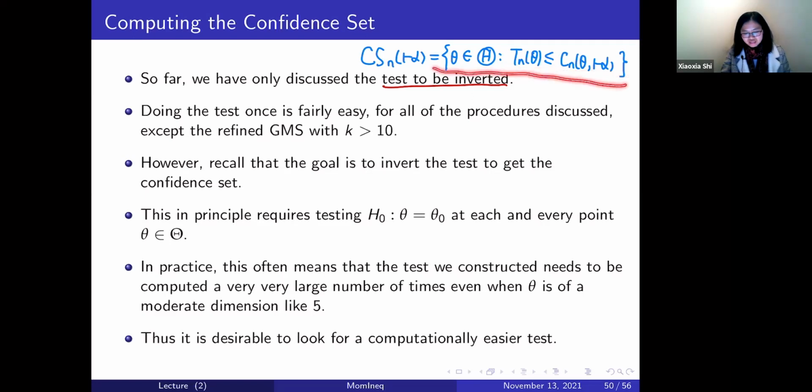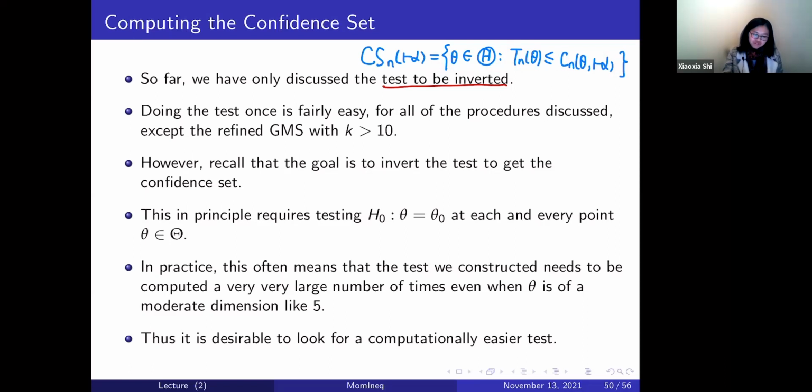To figure out what the set is, you need to test many values of theta. You need to compute the test statistic and the critical value for many different values of theta. And when theta is high dimensional, or not even very high, like 5 or 10 dimensional, this set is a 5 or 10 dimensional set. So what you are really trying to do is find the boundaries of a 5 or 10 dimensional set defined by these inequalities. And that is a difficult problem computationally.